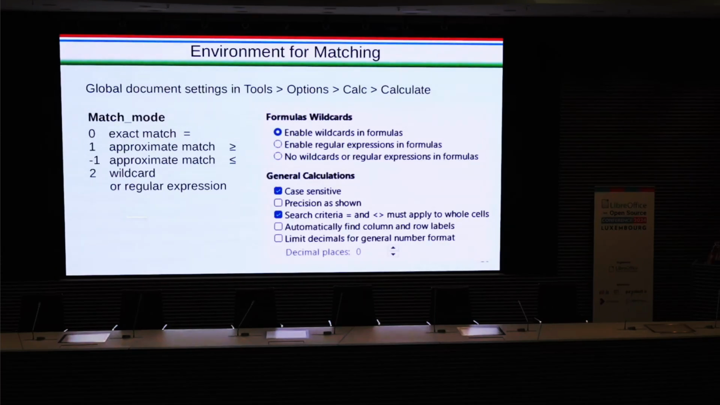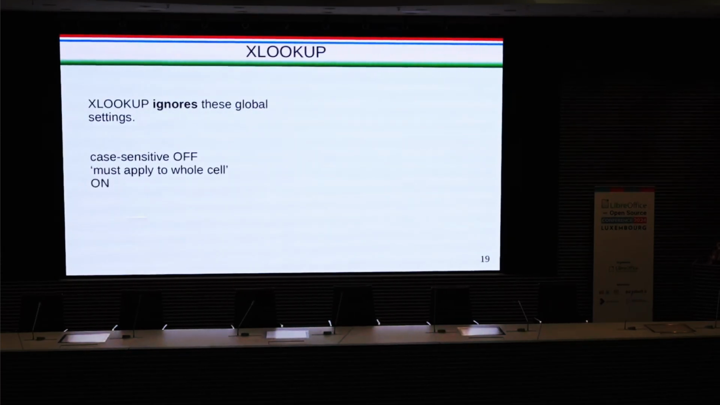That was the reason that the ODFTC decided to remove all these dependencies on global settings. We now define that this XLOOKUP function is always not case sensitive. Case sensitive is off, and the setting "match to whole cell" is always on. That does not mean that it is not possible. You can still use case sensitive search with regular expressions, and you can recognize a match with part of a cell content with regular expressions and wildcards. I will show you on the next slide.